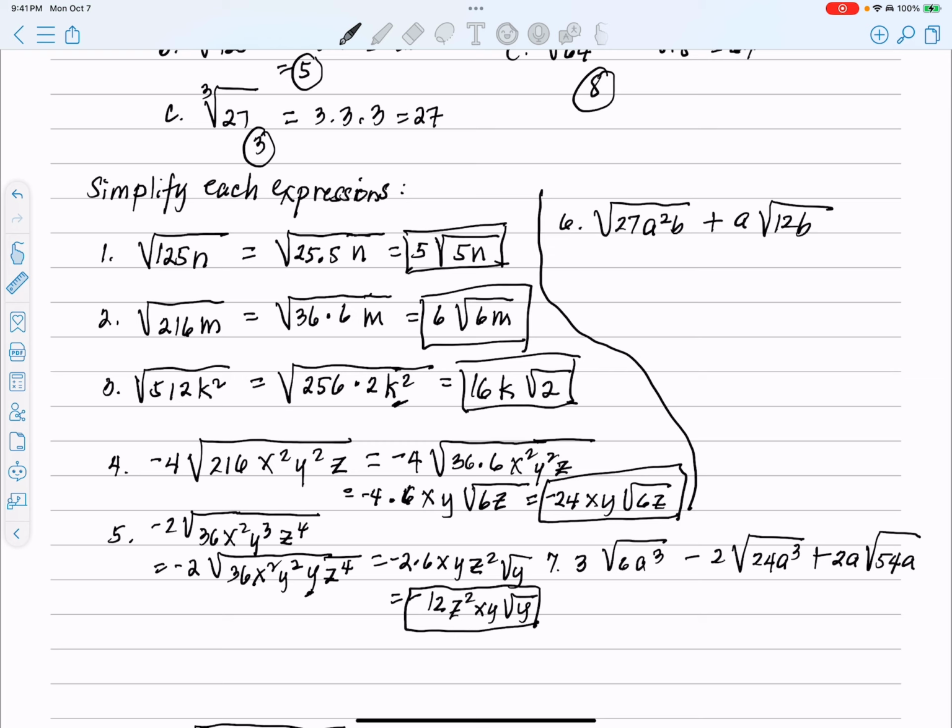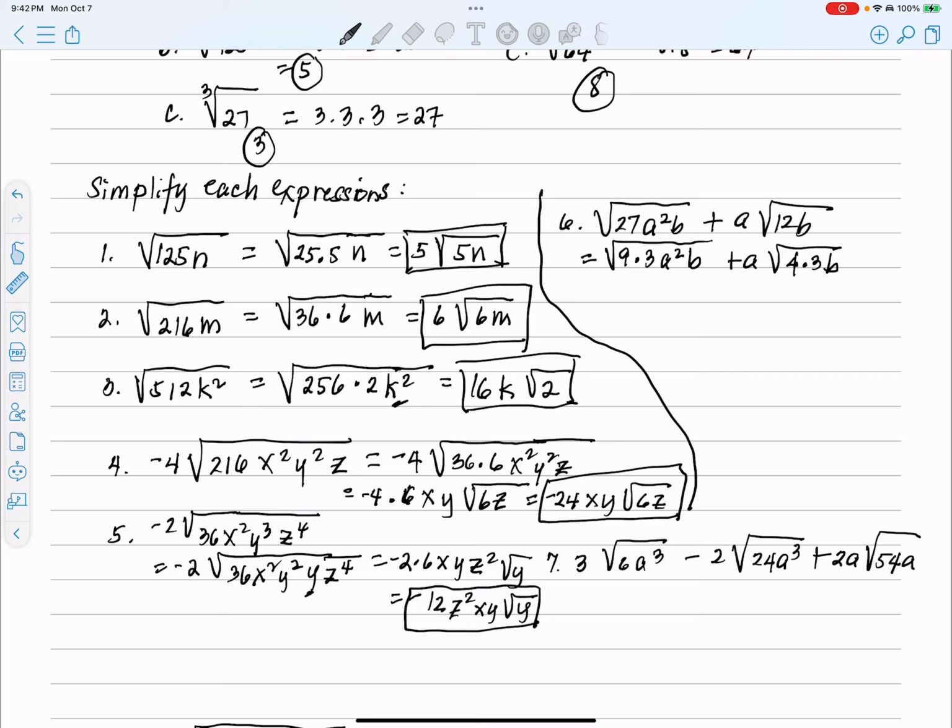Square root of 27 a squared b plus a square root of 12b. We have to factor out the first radical. So the first radical, factor 27 in such a way that one factor is a perfect square. So I could factor it as 9 and 3. Since 9 is a perfect square, a squared b plus a, I could factor 12 as 4 times 3, square root of b.